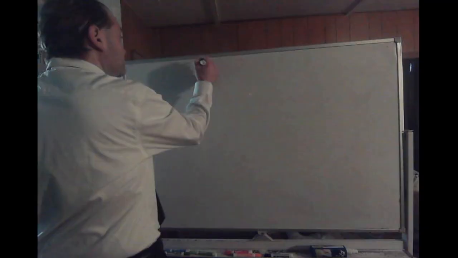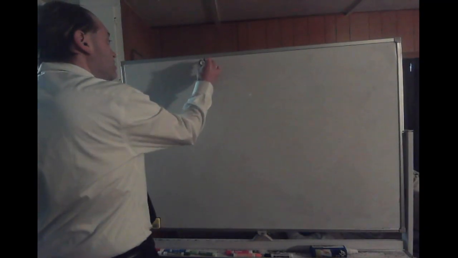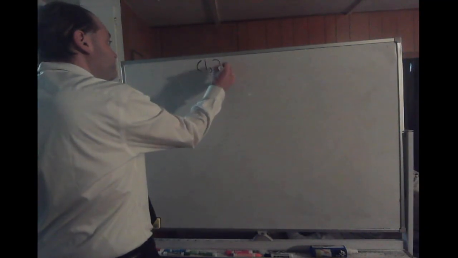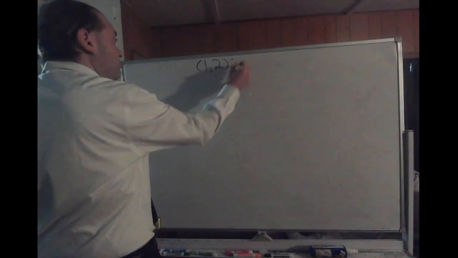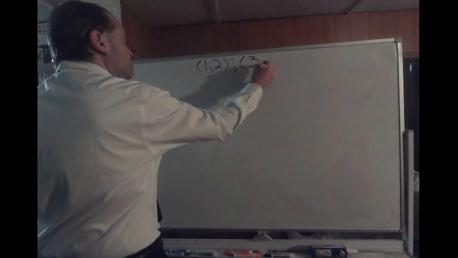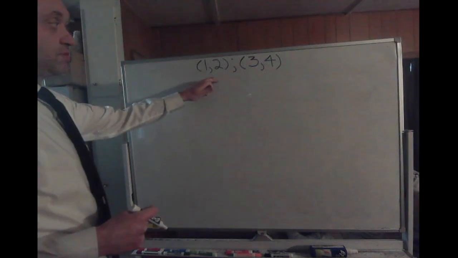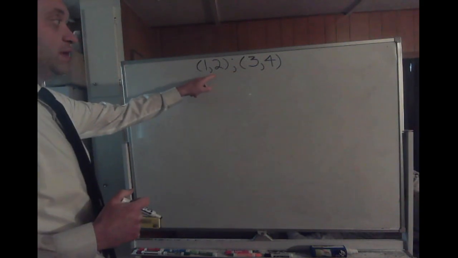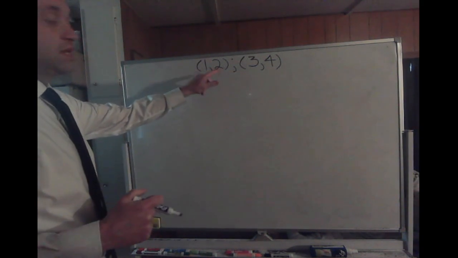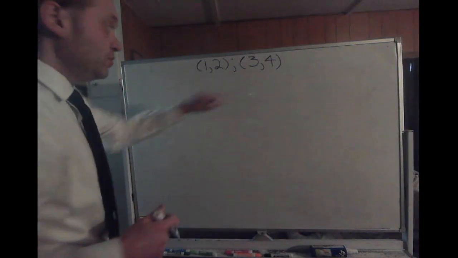Okay, so let's see what our very first example is here. We're going to find the slope between the points (1, 2) and (3, 4).